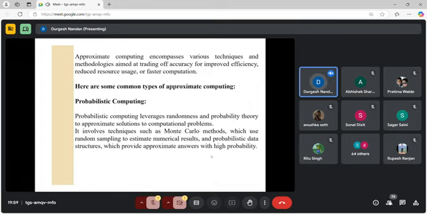If we talk about the common types of approximate computing, the first one is probabilistic computing. Probabilistic computing is based on probability theory to approximate solutions to computational problems. In that, Monte Carlo methods are used. They use random sampling to estimate numerical results, and probabilistic data structures provide approximate answers with high probability.